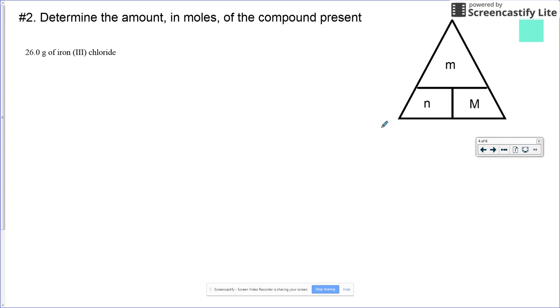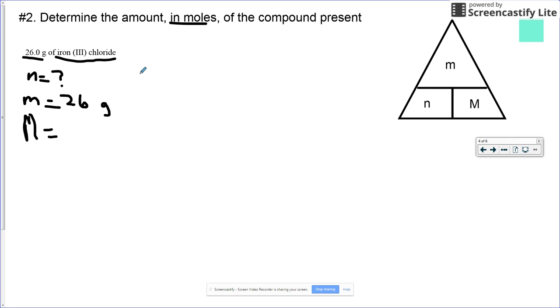Let's do one that's a smidgen harder. In this case, it's asking the exact same thing. Determine the amount in moles of the compound present. So again, step 1, what do I know? What don't I know? Well, I don't know the number of moles. I do know the mass value, which is 26 grams. And I need to know 2 of the 3 variables to solve. So do I know the molar mass? Well, I'm given a compound here, and so I can take that compound, write its formula, and then determine the molar mass, just like we did in the first problem of this video.